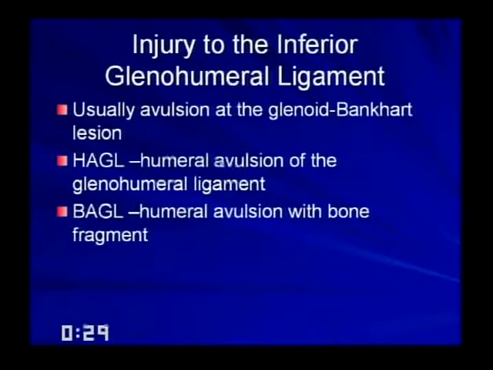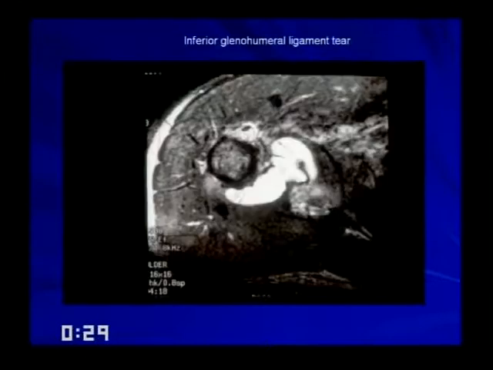Okay. Injury to the inferior glenohumeral ligament: HAGL and BHAGL, humeral avulsion of the glenohumeral ligament, humeral avulsion with a bone fragment. Usually the avulsions are at the glenoid. Here's one that is in the middle of the inferior glenohumeral ligament. So this is not common.